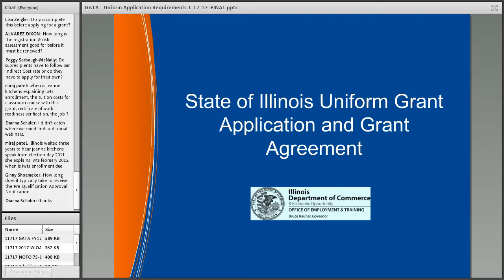Next question: how long does it typically take to receive the pre-qualification approval notice? It could be as soon as within days. It may take, in some cases, a couple weeks. For the most part, it's automated, but there are some elements that have to be checked annually, manually. Specifically, good standing with the Illinois Secretary of State has to be done manually, and then it has to be accepted by the state.